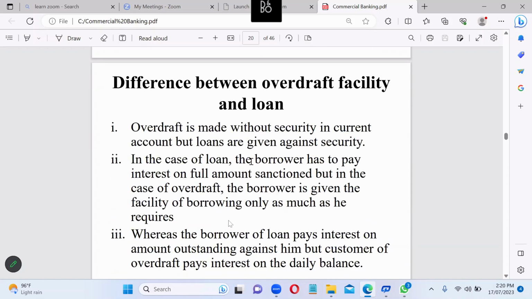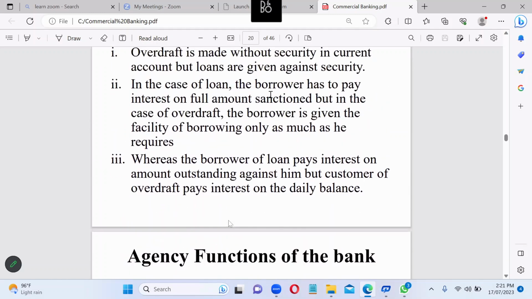Difference between overdraft and loan. Overdraft is a short-term loan, but a loan is long-term. Short-term means within 15 days we have to pay. In the case of a loan, the borrower has to pay interest on the full amount, but for the long-term loan, they pay the interest on an installment basis. Here we have to pay the full amount at one time, but there they pay the interest by installment. For the overdraft, we have to pay interest per day. The bank calculates the overdraft interest per day. But for the loan, they calculate the interest rate by the month.